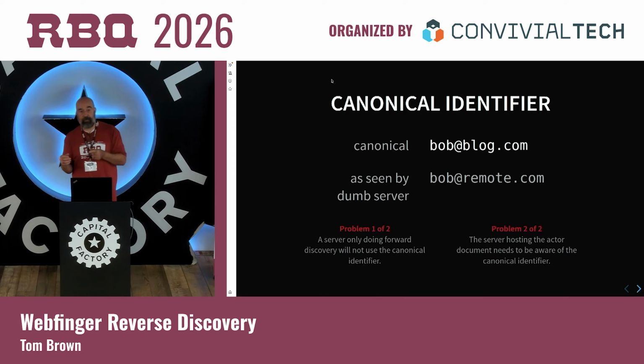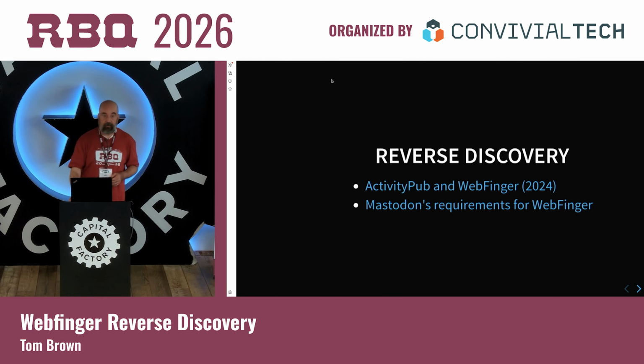And problem number two is that the server that Bob's Webfinger address is pointing to, when he makes his actor URI, if that server isn't properly configured to receive a Webfinger request and provide the canonical identifier, then Bob's also out of luck, and it's the same deal. Every fediverse server will think Bob is at remote.com, and so again, Bob is unhappy because his canonical identifier is not being used.